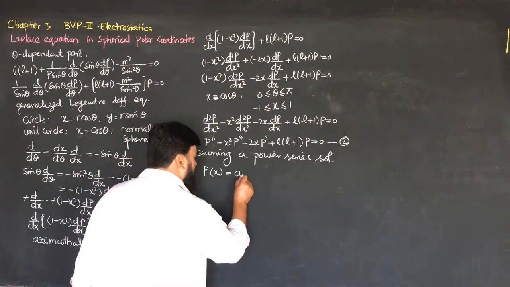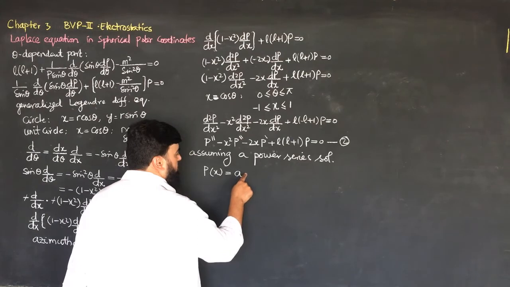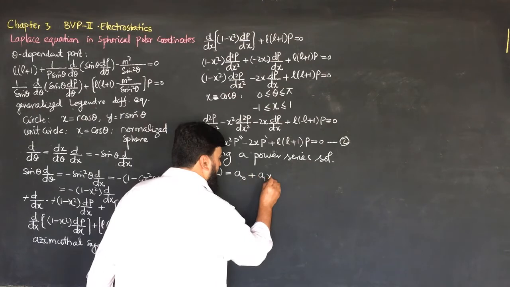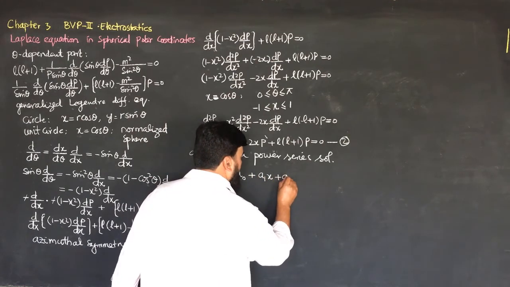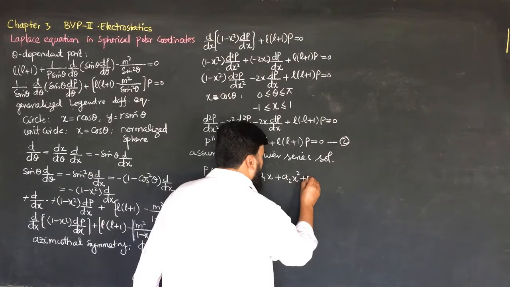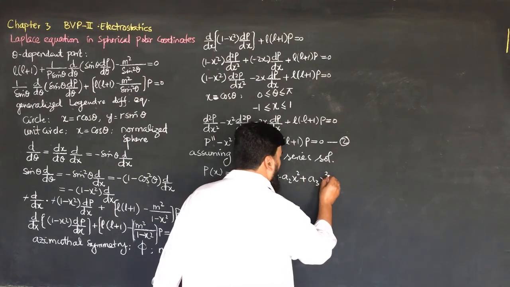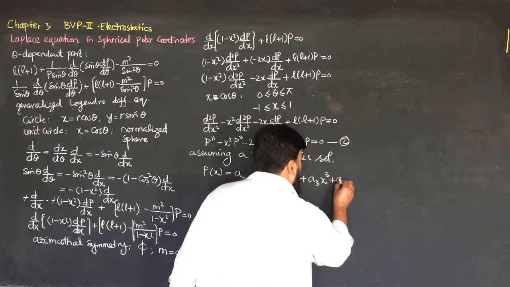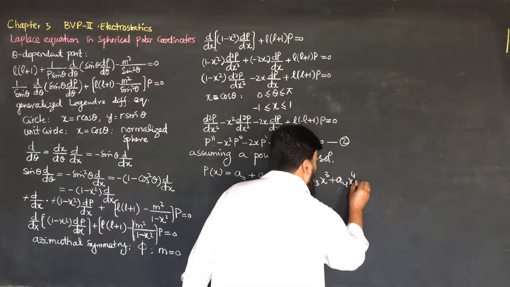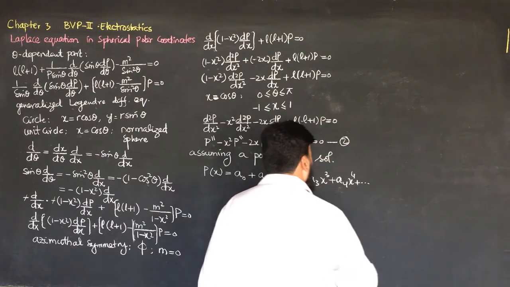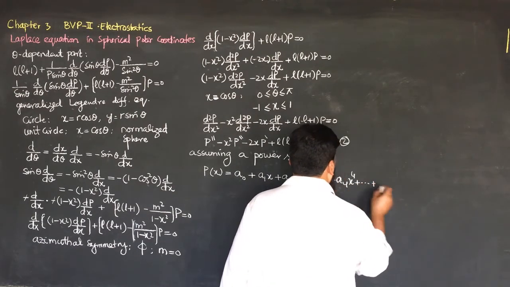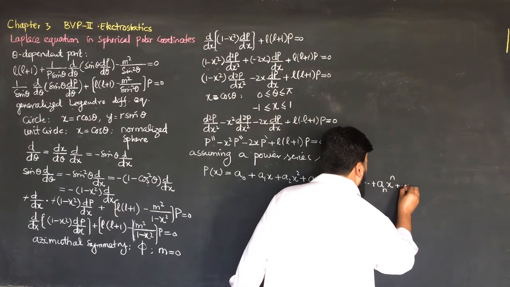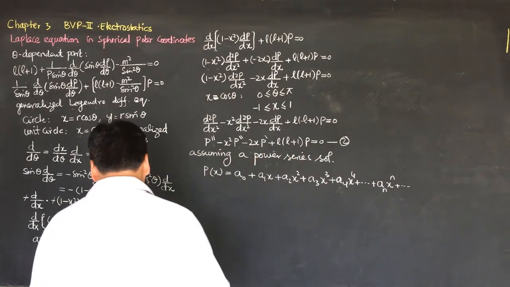So let's consider that our power series for p, which is a function of x, is equal to a naught, x to the power 0, which is equal to 1, plus a1 x to the power 1, plus a2 x to the power 2, plus a3 x to the power 3, plus a4 x to the power 4, and so on, until we reach an nth term, which will be a n x to the power n, and there will be some more terms as well.